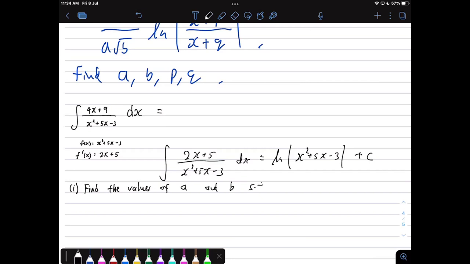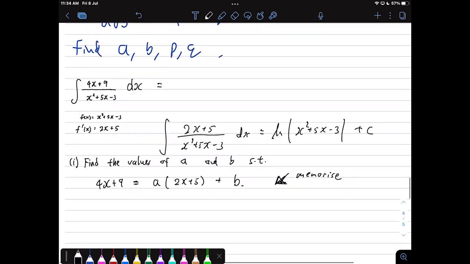such that, ST means such that, 4x plus 9 equals A times (2x plus 5) plus B. This is a standard trick. I'm writing it as an example because it's not exactly relevant to my summary. It's just an example, and it's a standard trick you should memorize. The question may not give you a part one. Sometimes they are kind, they will give you, sometimes they won't. You need to know this trick on your own.